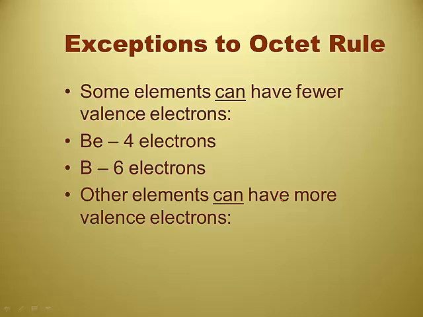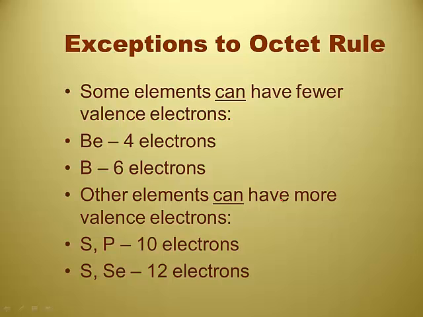Other elements can have more valence electrons, such as sulfur and phosphorus, which can have up to 10. But sulfur actually can have 12 also. Selenium likes to have 12, and xenon even can have up to 14. Just for curiosity's sake, because the noble gases are inert, that means they are hard to form compounds, but they can.